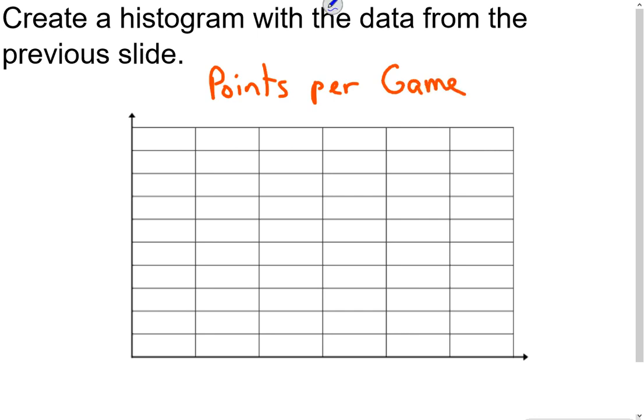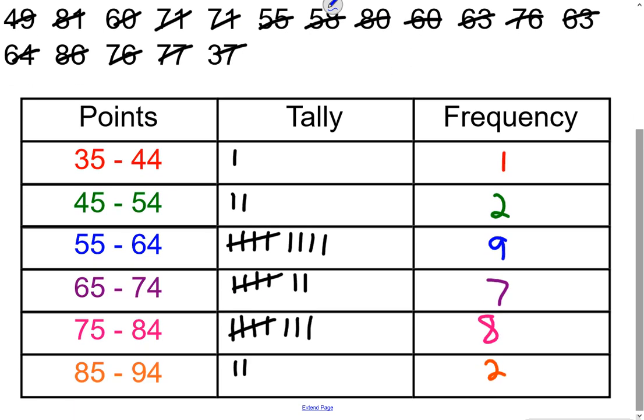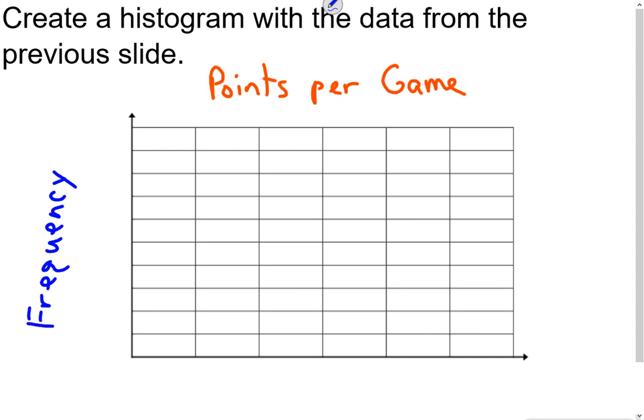Remember, along our y-axis is our frequency. How often does it happen? And I think for this one, if we go back and look at our frequencies, they were anywhere from 1 all the way up to 9. I'm just going to go from 0 to 10 on my histogram, and I'm going to go by 2s again. So 2, 4, 6, 8, and 10.